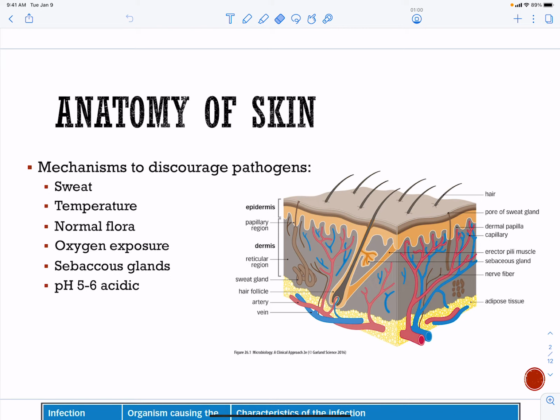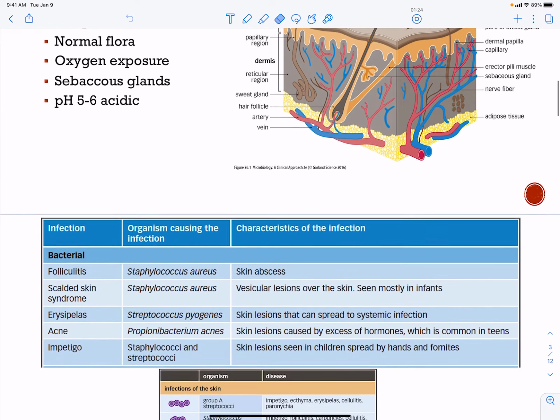Now, of course, the skin is also exposed to oxygen, so any pathogen that cannot survive in an oxygen environment cannot grow on your skin. It also has glands, sebaceous glands, that are important for protecting your skin, and it's typically going to be an acidic environment, similar to what you would get in your stomach, for example.